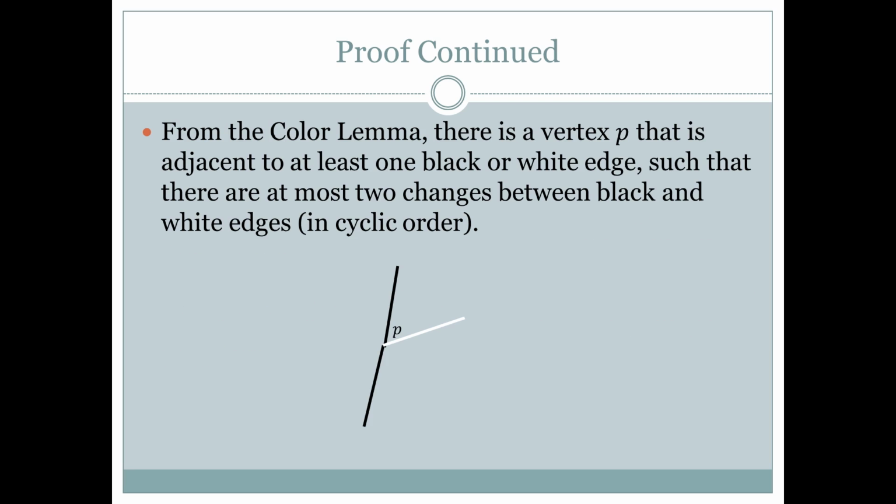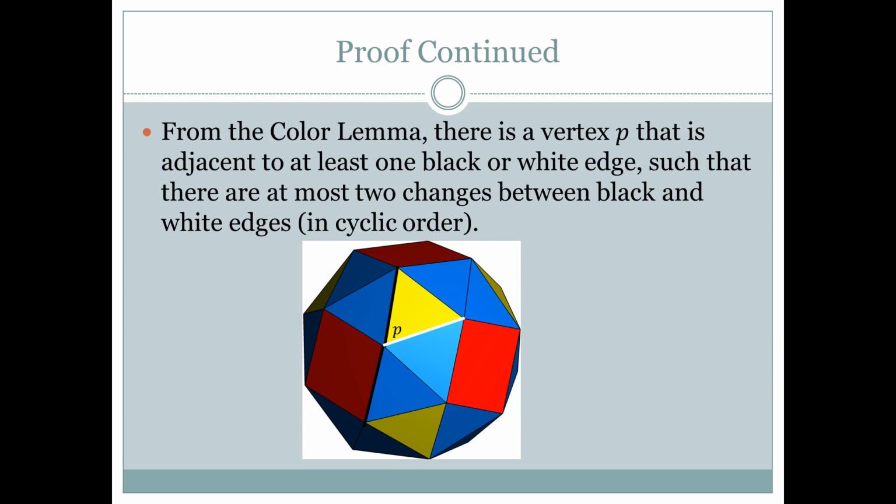And then from our color lemma, we know that for some vertex P, there are at most 2 changes between black and white edges. And again, it has to be adjacent to at least one black or white edge. So for example, if you see this picture, here is one example. The color lemma shows that this point P must exist, where there are only 2 color changes at most.